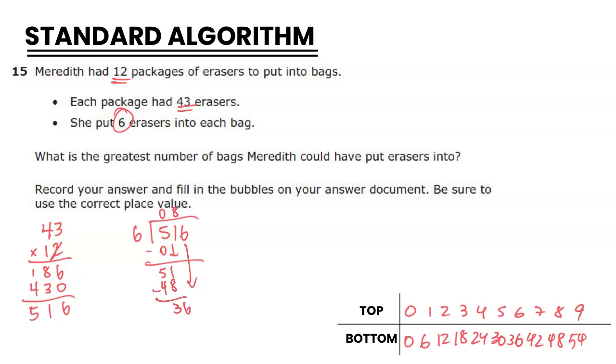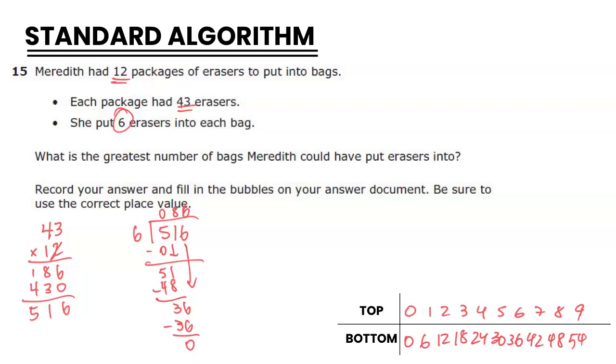And then we see that 36 divided by 6 is an even 6. And so a 6 is going to go up there. 6 goes into 36 6 times. 6 times 6 is 36. Subtracting gives me 0. And because I am out of places up here, this tells me that my remainder is 0.